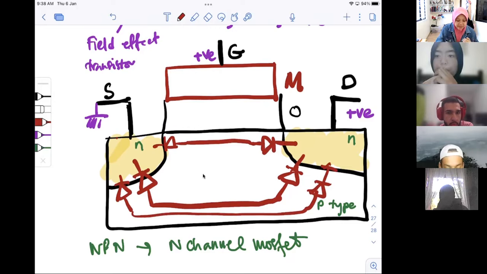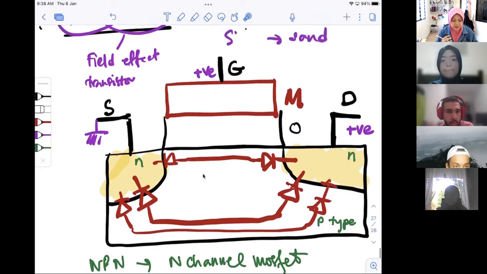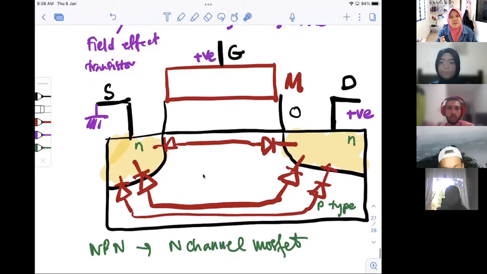Every time a P and N meet, you have a diode at this junction. So if there's no channel, there's no current. Number one is to create the channel, and we create the channel through the field effect mechanism. That's why it's called a field effect transistor. Now we understand how we get current.